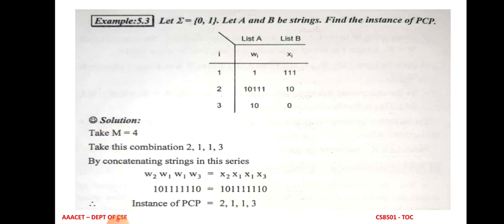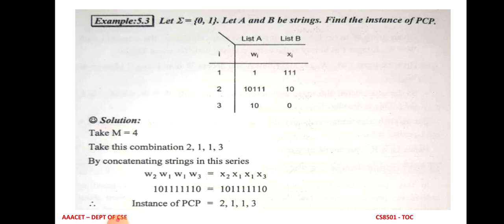So by concatenating these strings in the series, we can take W2, W1, W1, W3 in the same order. We can't change the order for the second list. Whatever order we apply for the first list, we have to follow the same order of the integers for the other list also. So it is equal to x2, x1, x1, x3. The order value is 2113 and the right hand side order is 2113. We can't change the order.